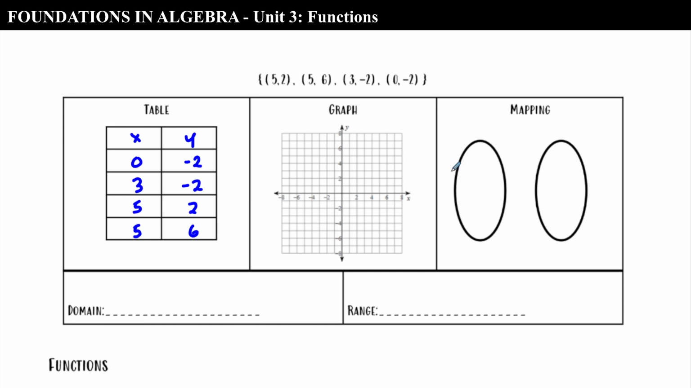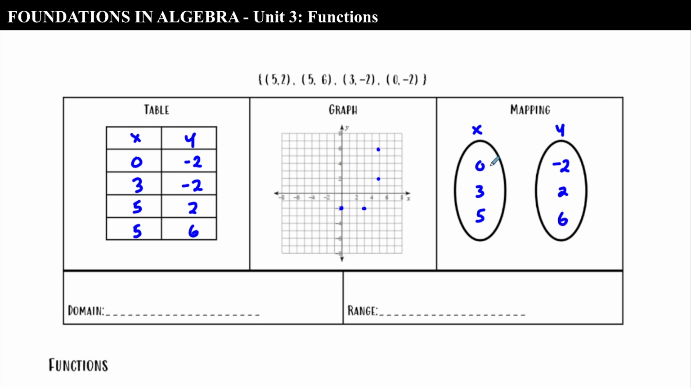So let's plot these. 0, -2 would be here. 3, -2 would be here. 5, 2 would be here. And then 5, 6 would go here. So our x values are 0, 3, and 5. Our y values are -2, 2, and 6.